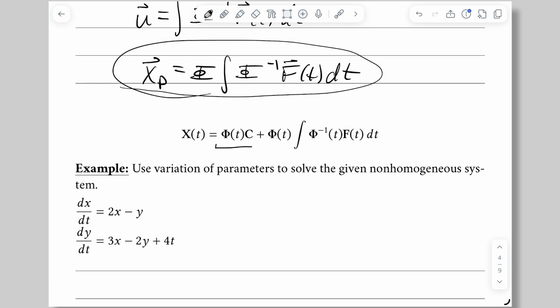That phi times c is our x sub c, the complementary solution, and then that phi times the integral is our particular solution. I'm going to stop the video here for time, not because this one's getting long, but because in the next video we're going to see how it's used, and that's going to take a few minutes.